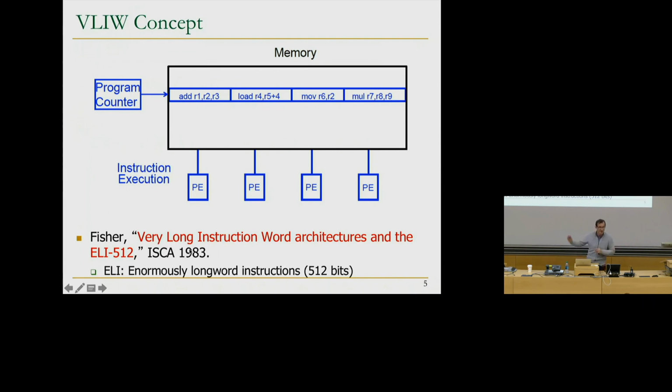And this was introduced by Josh Fisher. This is a very seminal paper that introduced very long instruction word architectures, and he designed a processor with enormously long word instructions, 512 bits. The MIPS instructions that we're looking at are 32 bits. 512 divided by 32 is 8. So you can basically pack 8 instructions per cycle. Later, we will see that there were machines designed that can fetch 28 instructions per cycle. And of course, you need a good compiler to be able to do that.